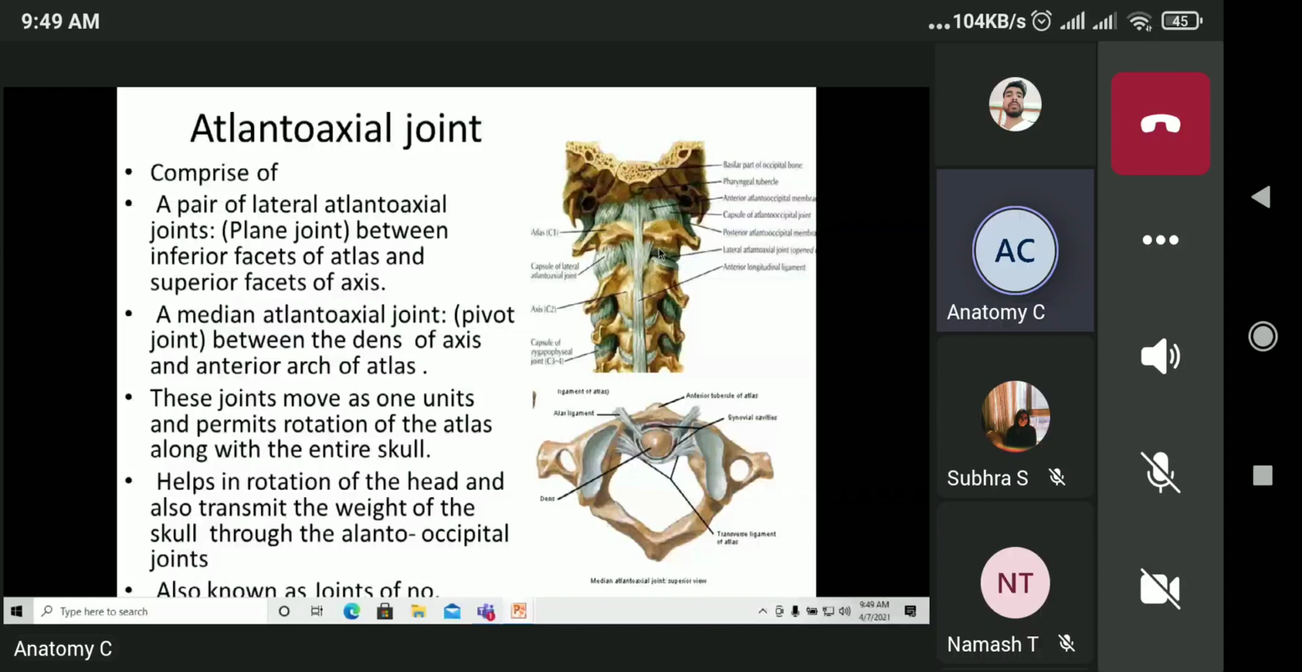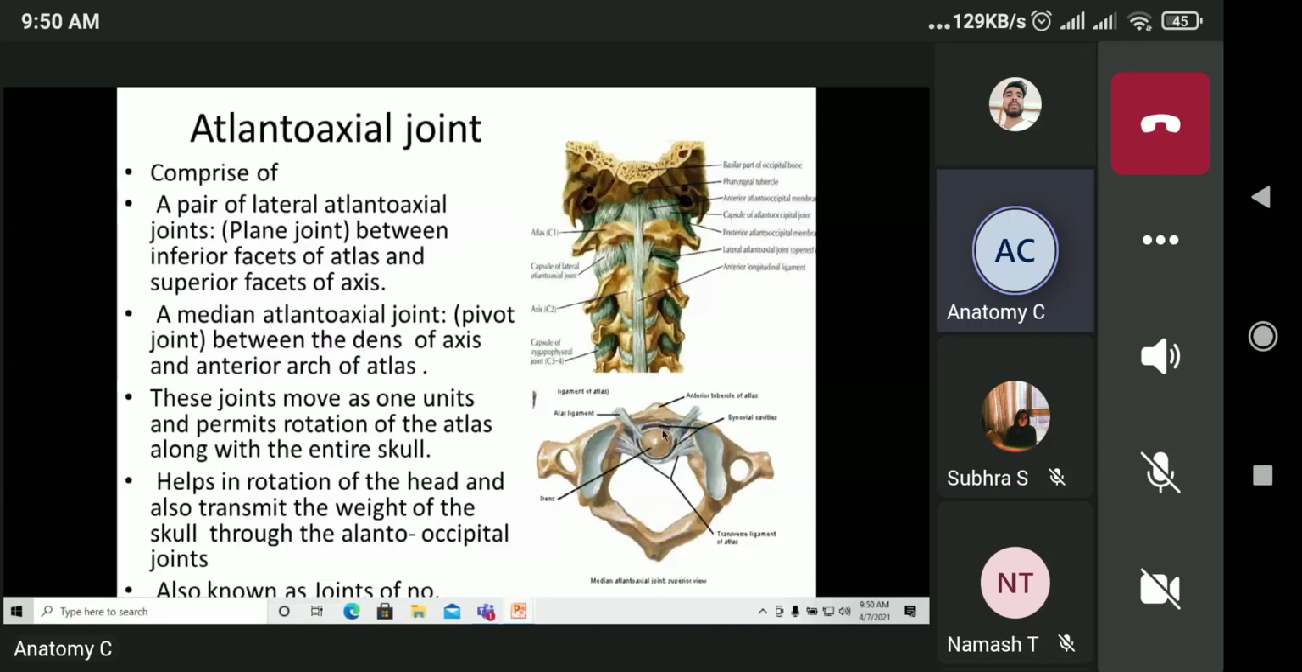This is the inferior facet of the atlas and this is the superior facet of the axis. So this is in the lateral side, whereas in the median there is the atlantoaxial joint. This acts as a pivot between the dens of the axis and the anterior arch of the atlas.